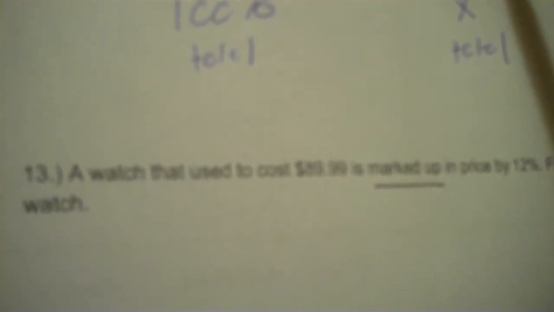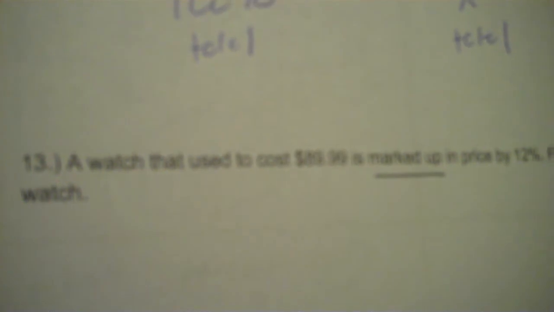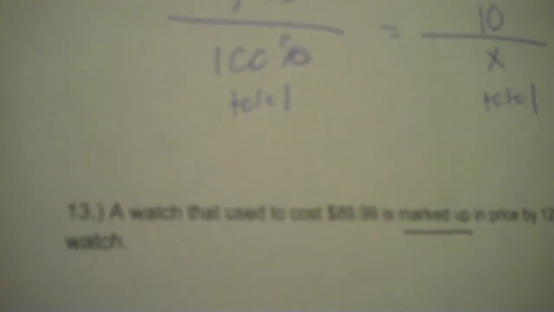Okay, number 13. A watch that used to cost $89.99 is marked up in price by 12%. It does not say "of," so don't line it up over 100. Find the new price of the watch. Okay, marked up, that means plus 12%.